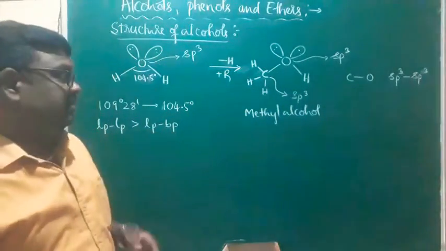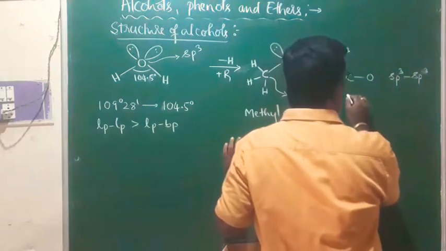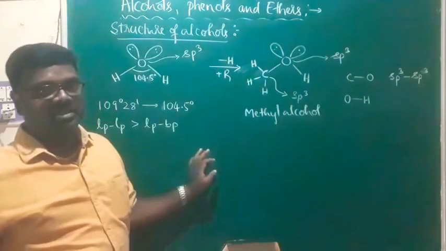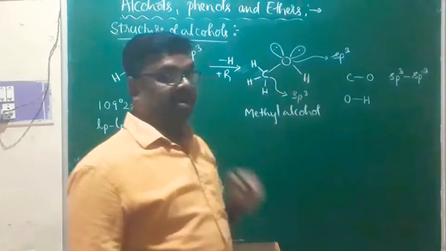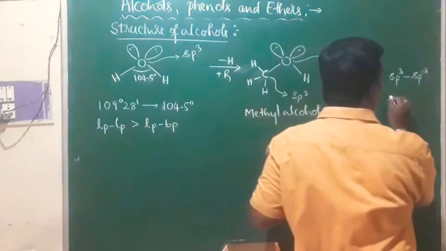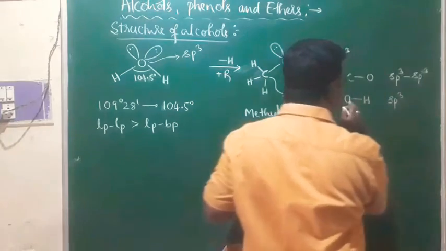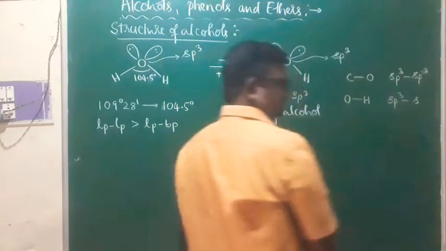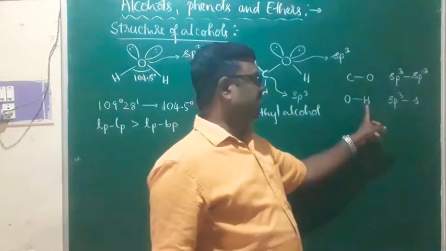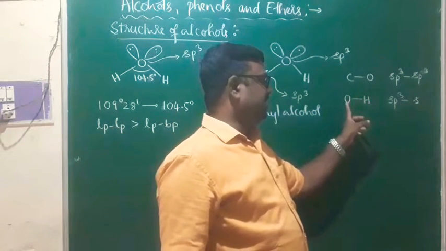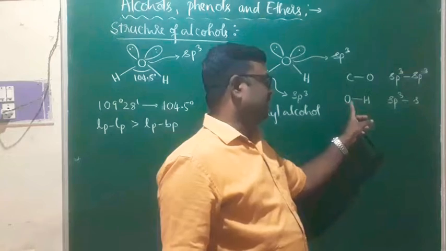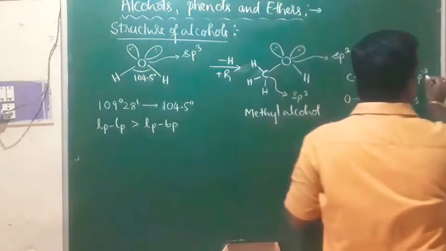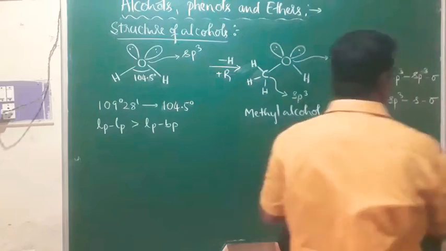And as far as the OH bond is concerned, look at this. This is the OH bond. In the case of alcohols, we have an OH bond. This OH bond is produced by overlapping of an sp3 hybridized orbital of oxygen and the s orbital of hydrogen, and that is an sp3-s sigma bond. This is also a sigma bond, and this is also a sigma bond.